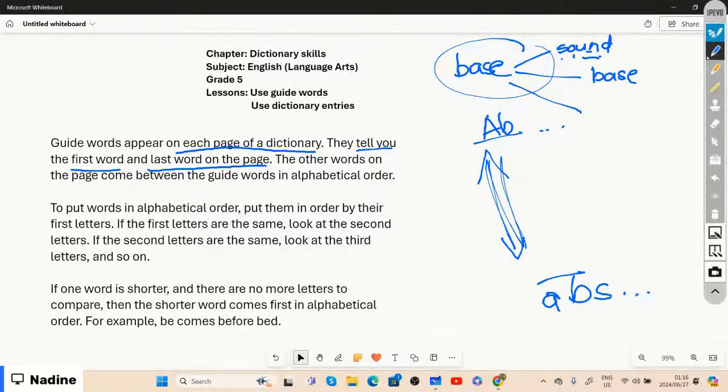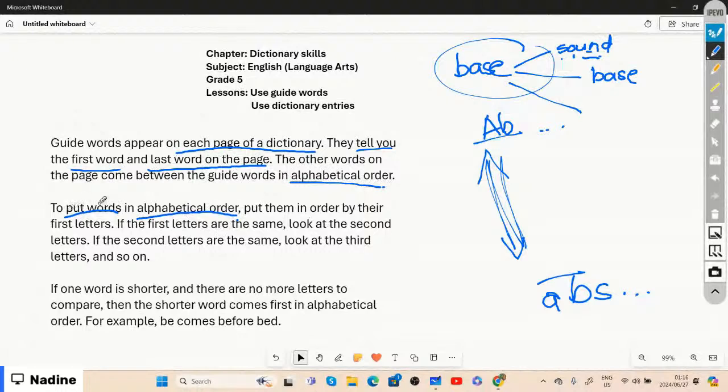All right, so if we continue, we said that within a dictionary, we have guide words. So even within a thesaurus, you'll have guide words. You'll have your first word as well as your last word, and every other word on that page between your guide words needs to be in alphabetical order. Remember we said that we have our guide words, which are your first word on the page as well as your last word on the page, and any other words that come in between these guide words need to be in alphabetical order.